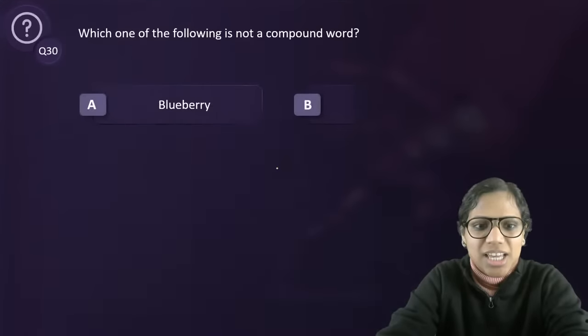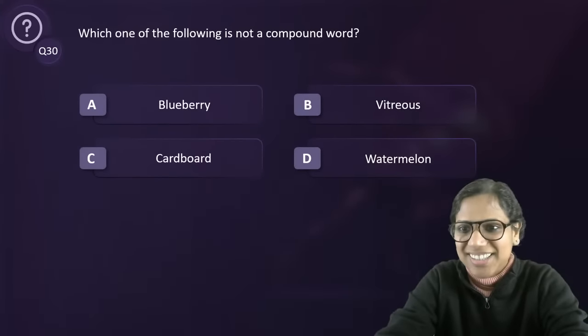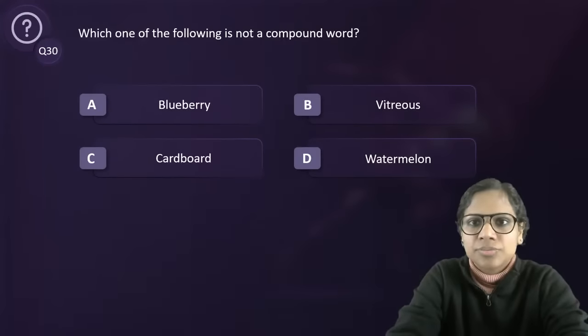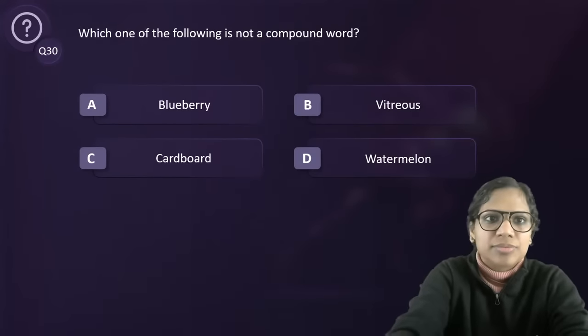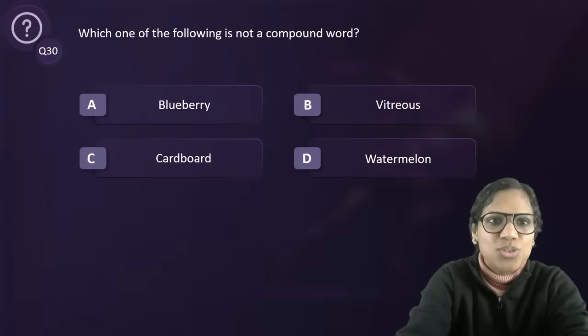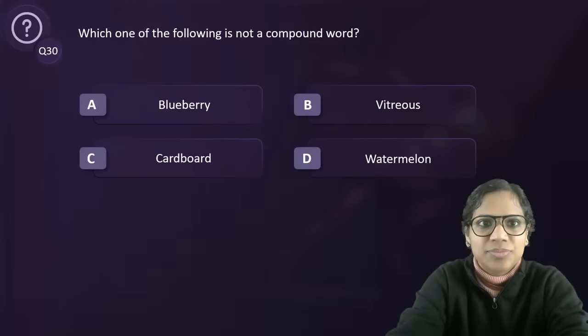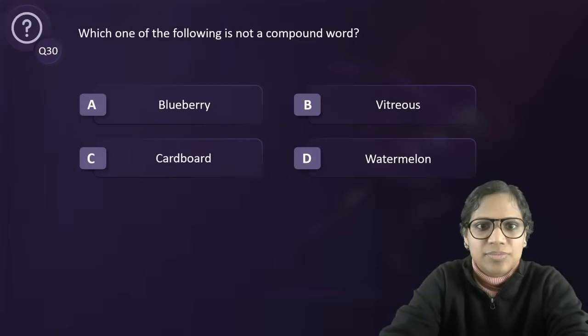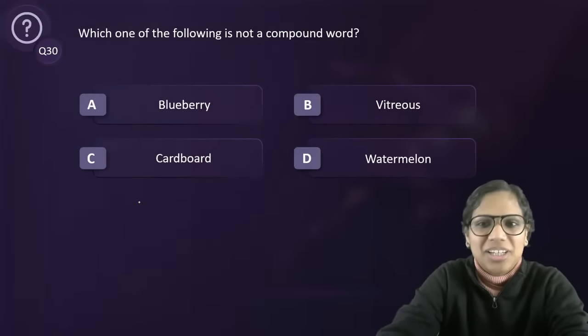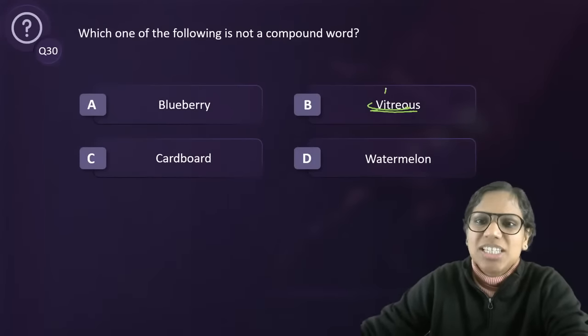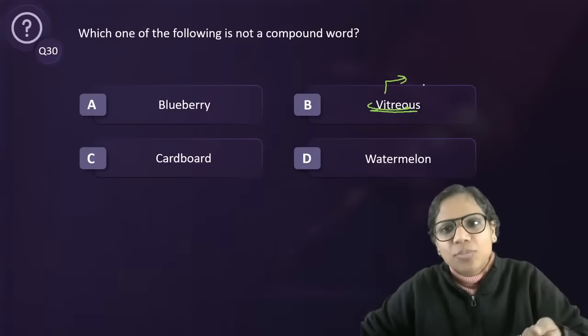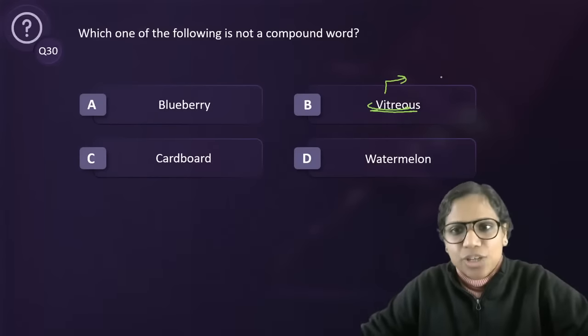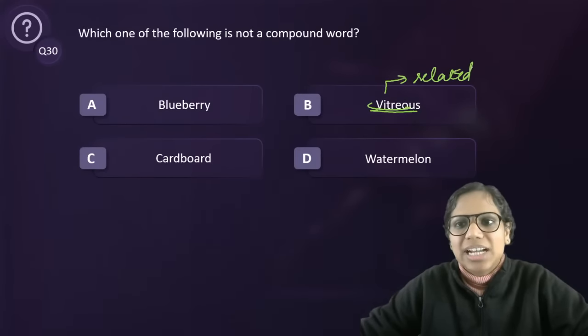All right. And the last question for the day. Okay. What do you say? Blueberry, cardboard, watermelon. We are just left with vitreous. So vitreous, it's something that is made from glass, has a glass-like feature. Okay, so related to glass. That is vitreous.